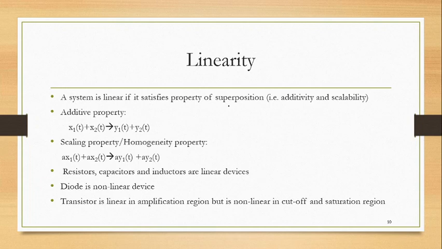Now superposition has two parts. One is the additivity law, and the other is the scalability or the homogeneity law. Fine. So if a system obeys the additivity law and the scalability law, we say that the system is linear. So x1 of t plus x2 of t, y1 of t plus y2 of t. This is the additivity property, and this is the scalability or homogeneity property. I will discuss these properties in detail in the next slide.